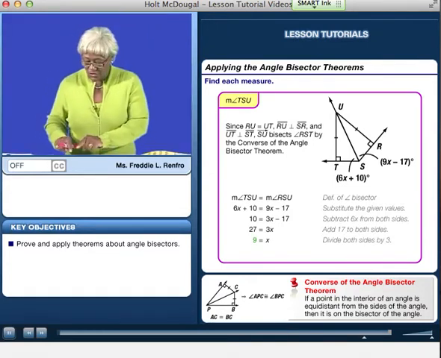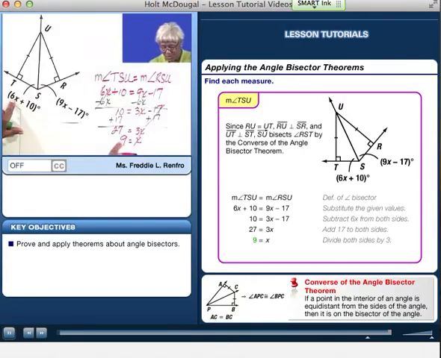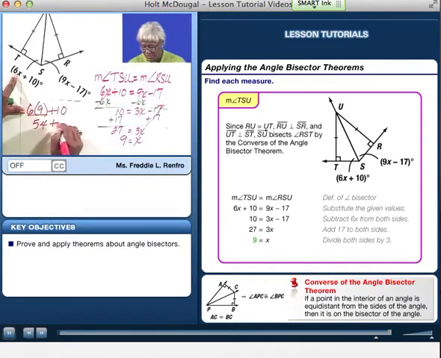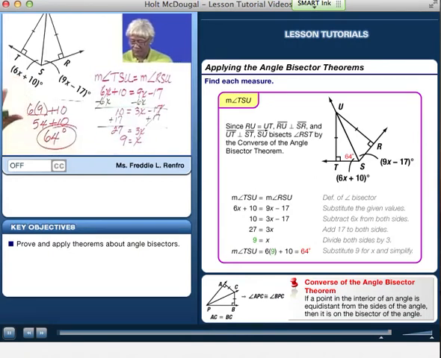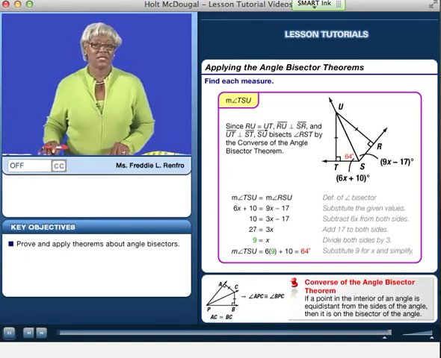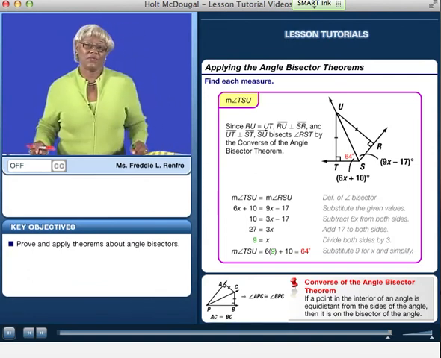Okay? Now let's take this value. We're still not through. Let's take this value for x and go back and substitute in place of the x here. We get 6 times 9 plus 10. 6 times 9 is 54 plus 10. So what do we find? That the measure, this is equal to 64 degrees. So the measure of angle TSU is equal to 64 degrees, and so is the other angle, equal to 64 degrees.